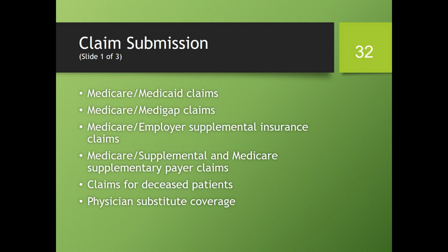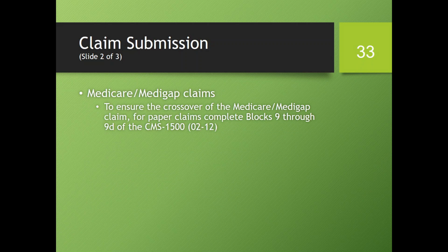For claim submissions, we have Medicare Medicaid claims, Medicare Medigap claims, Medicare Employer Supplemental Insurance claims, Medicare Supplemental and Medicare Supplementary Payer claims, claims for deceased patients, and physician substitute coverage. For Medicare Medigap claims, to ensure the crossover of the Medicare Medigap claim, for paper claims, you should complete blocks 9 through 9D of the CMS 1500 form.